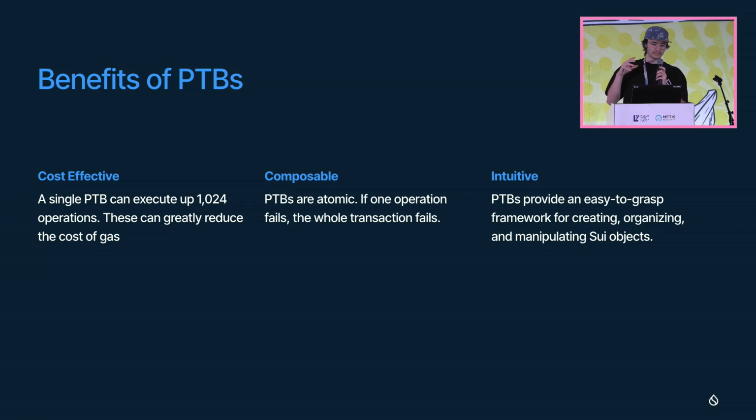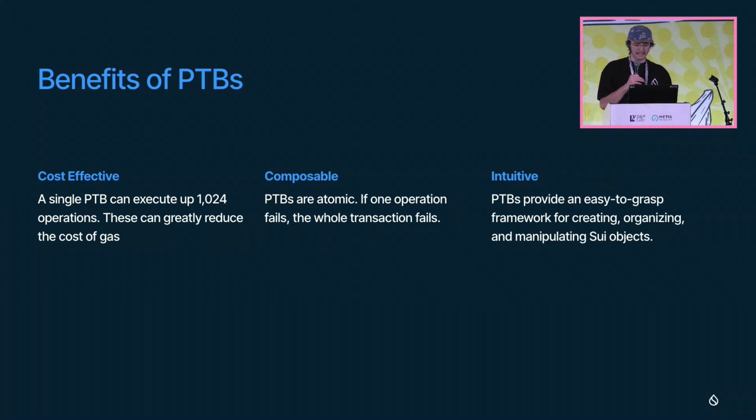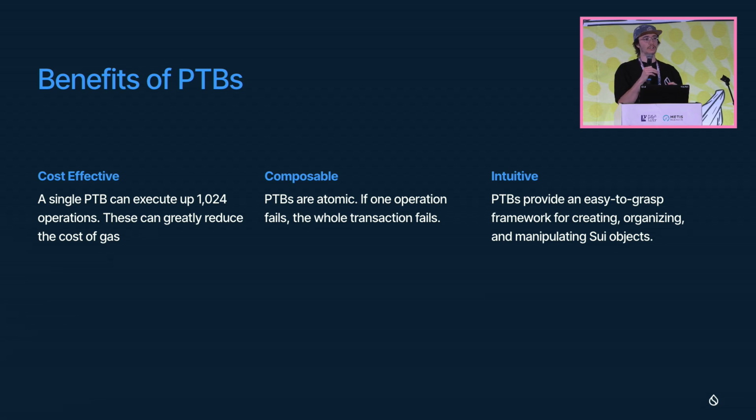So a PTB is basically a batch of operations. You can batch up to over 1,000 operations into a single PTB. And this will greatly reduce the cost of gas because executing operations together is always going to be cheaper than separately. And then these operations are executed on-chain atomically. So it's very similar to how you would see a smart contract function operate. Everything in the function is atomic. If something goes wrong, if something throws an error, the whole transaction will revert. And it's the same with these PTBs.